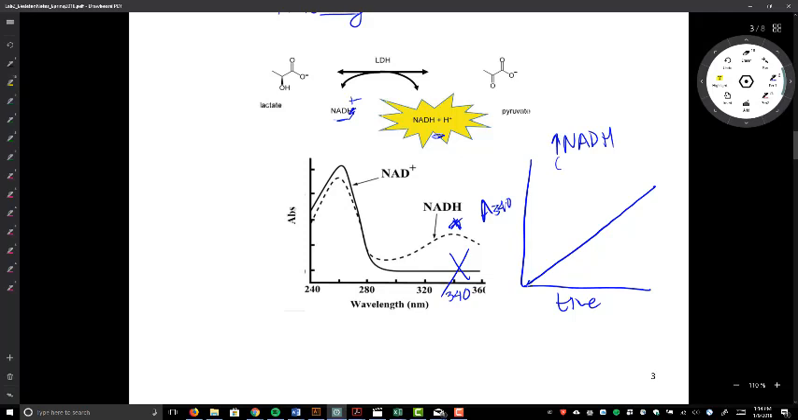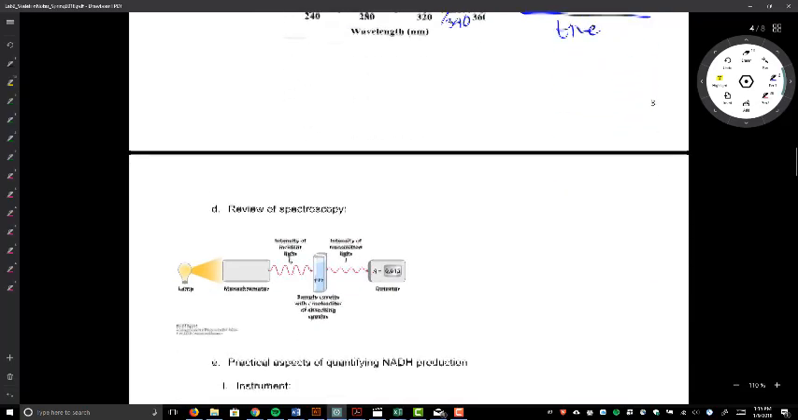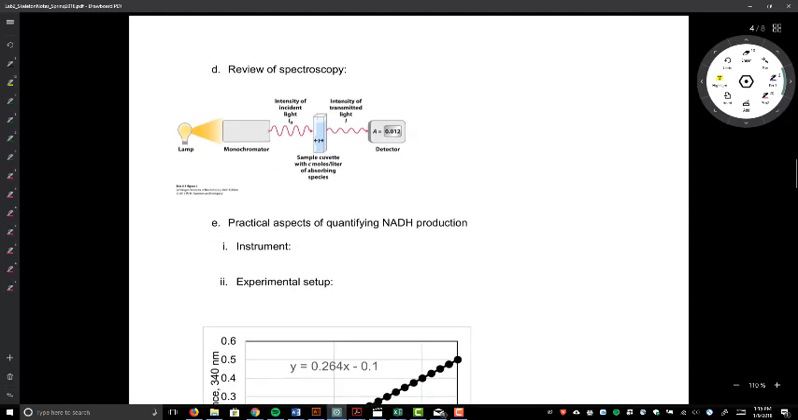And again, the slope of the change in absorbance at 340 nanometers gives us the velocity of the reaction. And I'll show you in a little bit how you can convert the absorbance into micromoles of product. But first, let's take a quick review of spectroscopy.